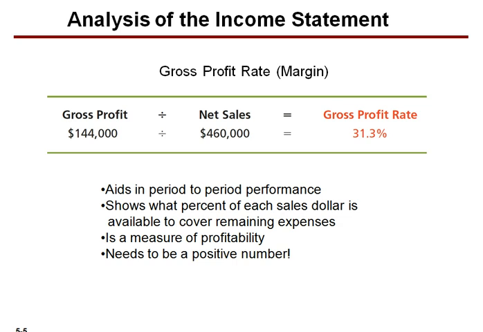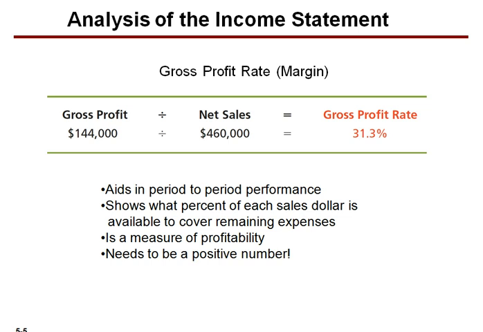Is that a lot or is that a little? It's hard to say if that's a good number or not, but when you compare it to sales, now you have something tangible that you can use to aid you in determining how your performance was. 144,000 divided by 460,000 says your gross profit rate is 31.3%.